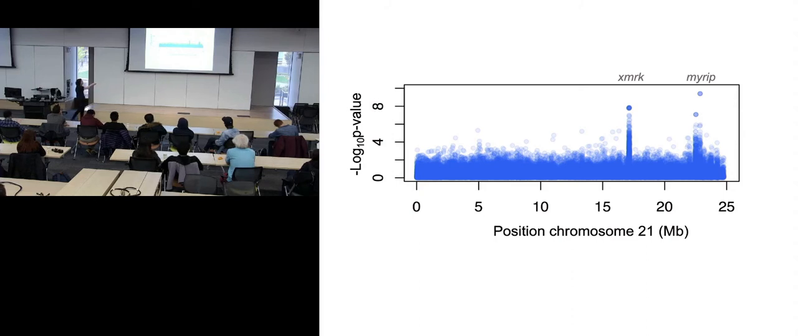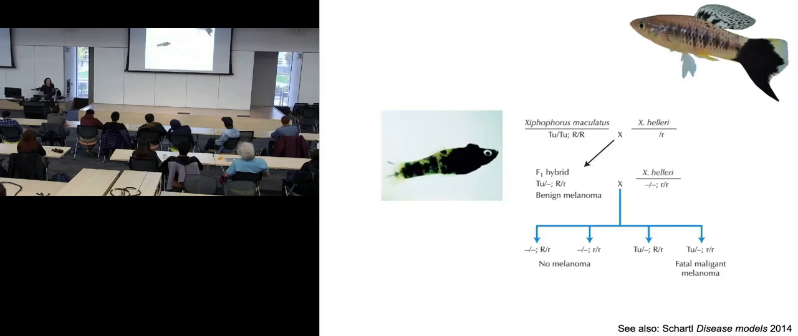So this is a gene called XMark. And we were both surprised and excited to see this result because XMark has been implicated in a hybrid melanoma in a very distantly related cross of swordtails. So lab crosses between Xiphophorus helleri and Xiphophorus maculatus generate this whole body melanoma from the speckles that are normally found on the maculatus body.